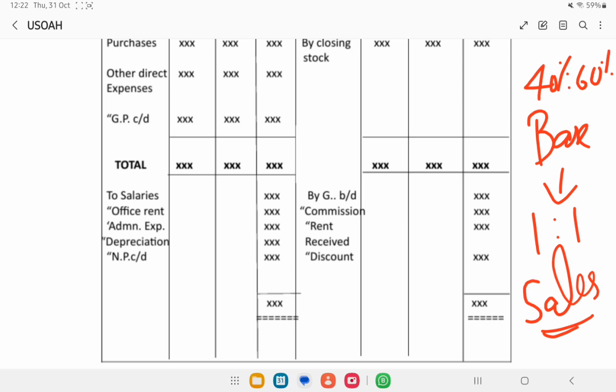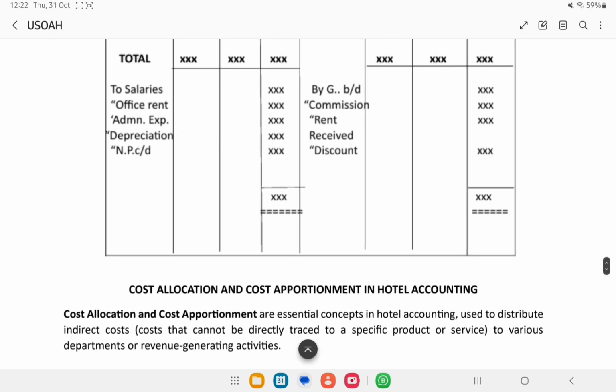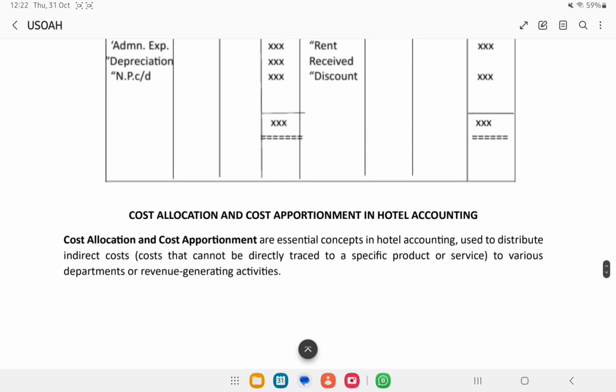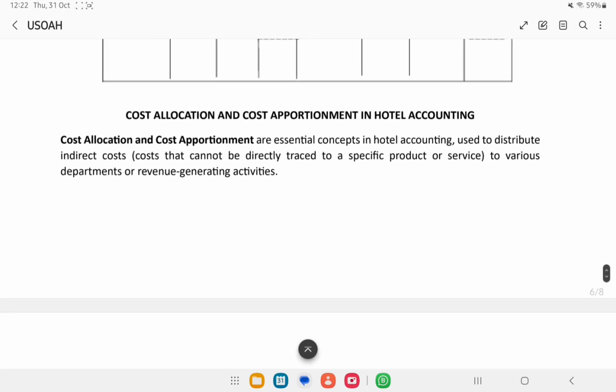So when a particular expense doesn't belong to any of the operating departments in a hotel, we will not allocate that cost, but we will find a common base to divide that cost, and we will apportion that cost to the departments. So it is called cost apportionment. Hope you got the difference between cost allocation and cost apportionment. Cost allocation is done when we have a proper idea, when we know very well to which department the specific expense goes. But cost apportionment is done when the costs don't have a specific head to fall under.